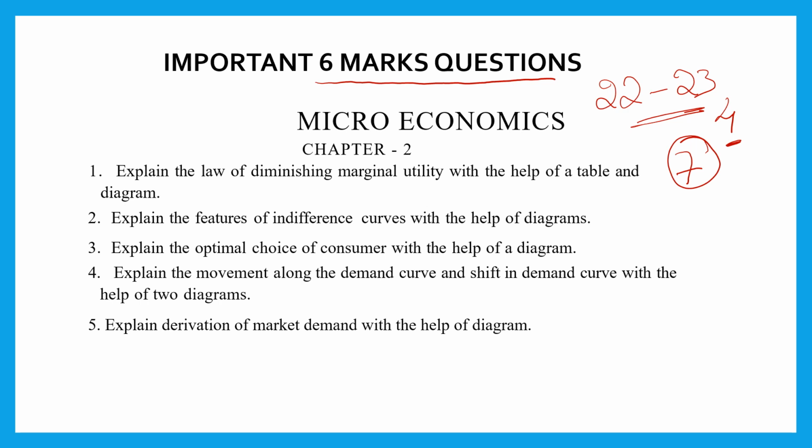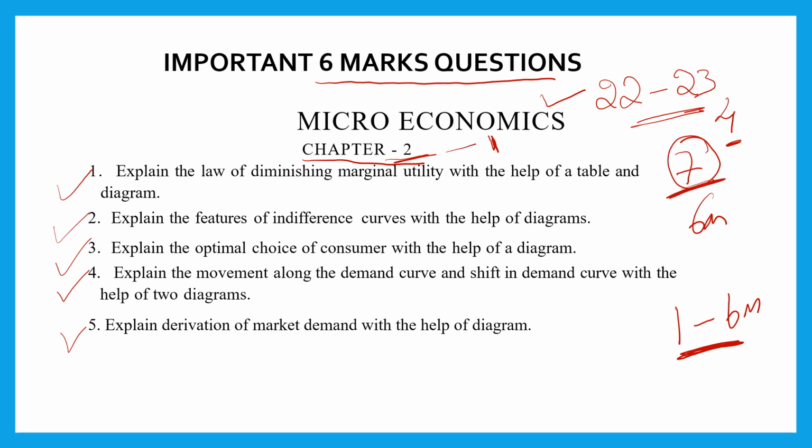So let us discuss what are the important questions, or the chapters where they will raise 6 mark questions. If we consider microeconomics, from the second chapter, they are going to ask one 6 mark question. From this chapter, there are 5 important questions which you need to prepare. Out of these 5 questions, you will answer one question in the exam. That means out of 7 questions, one question will be from this chapter. From the second chapter, you can expect one question.